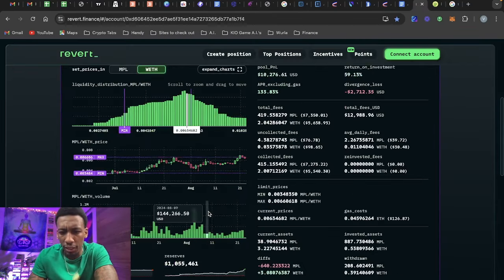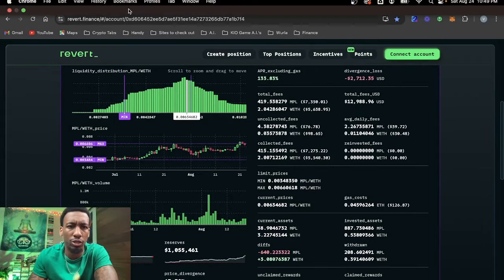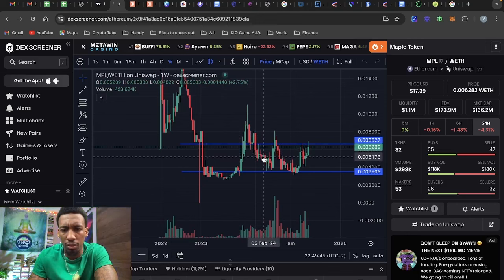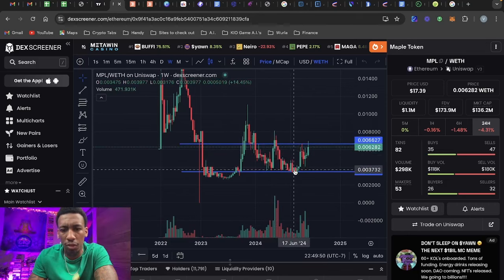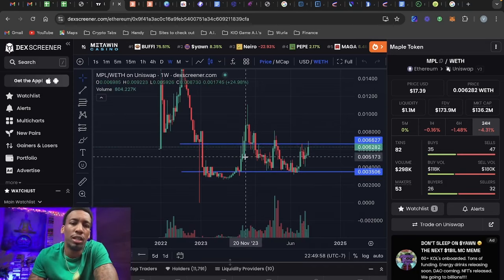And if you see here, it says I've been in this pool for 185 days. So if we go back here, I got in around here, right? So it went up, went out of range a little bit, went back down. I got to buy a lot of Maple for cheap, and now my Maple bag is doing really, really nice. And this is like a golden scenario, guys.